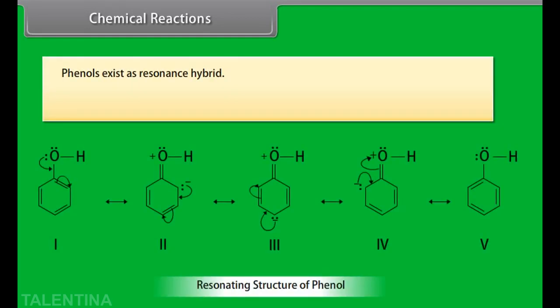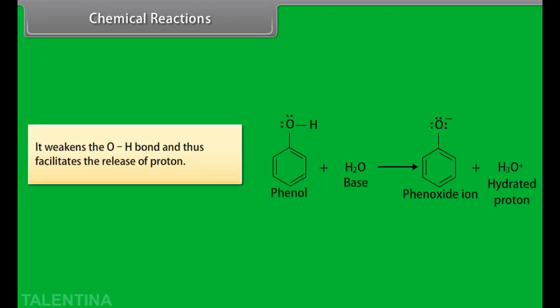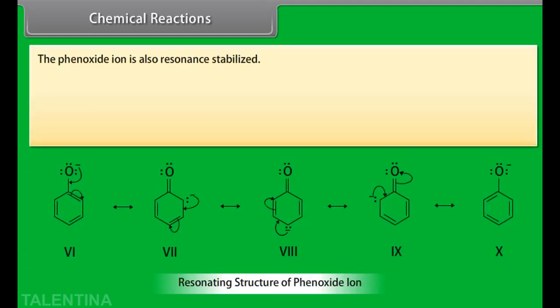Phenols exist as resonance hybrid. As a result of resonance, oxygen atom acquires a partial positive charge. It weakens the O-H bond and thus facilitates the release of proton. The phenoxide ion is also resonance stabilized.